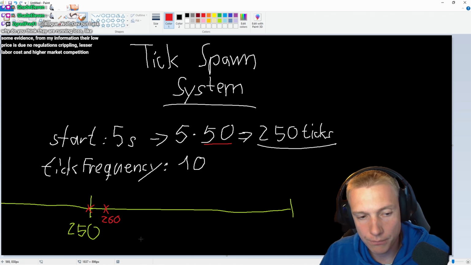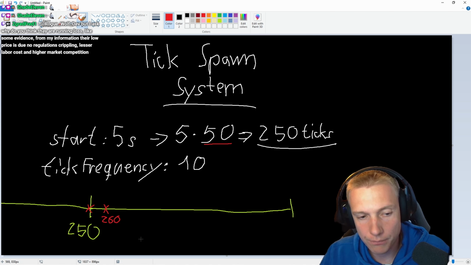Let's see. Git add. Git commit -m. And then we say interpolated rendering. Done. Push. And now we do the spawn system. Next thing would be the spawn system. We begin with this. And then what do we have?